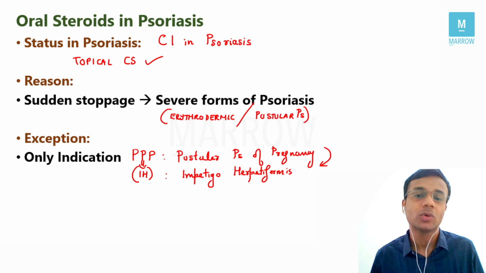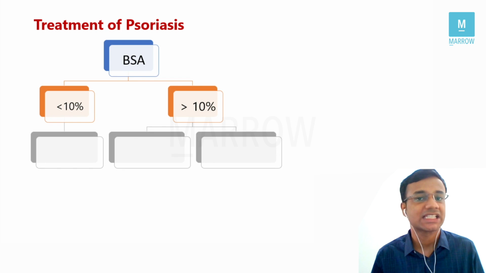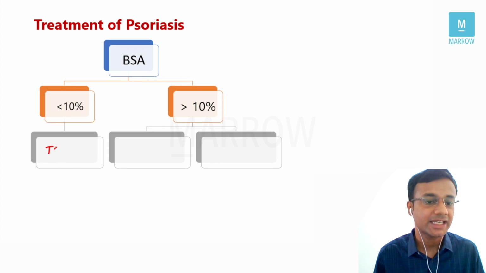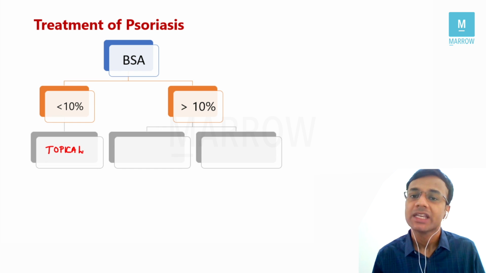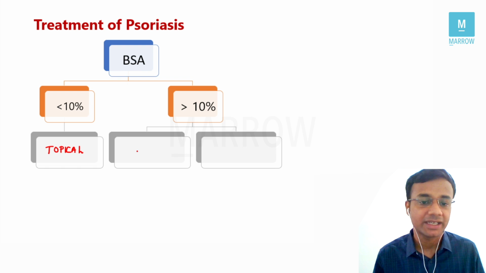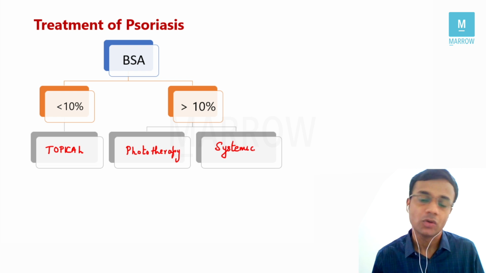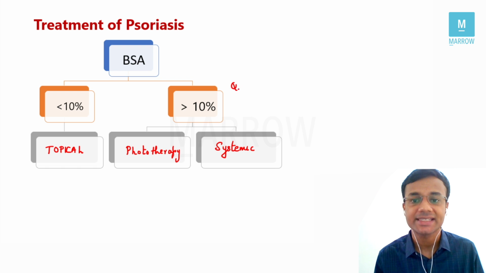So this is the only indication where systemic steroids can be used in psoriasis. Now let's quickly go through the treatment of psoriasis, which is classified based on body surface area. If it is less than 10% body surface area, we can obviously go for topical therapies. If there is more than 10% involvement, we can go for phototherapy, or we may have to go for systemic drugs. The question says more than 50% of the body surface area, so we have to go for systemic therapy.